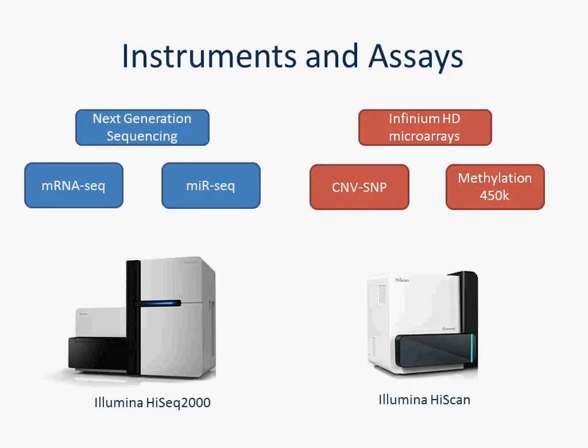So there are four technologies that we use at the PCBC cell characterization core: the mRNA-seq, the miR-seq, the CNV-SNP, and the methylation 450 assays.